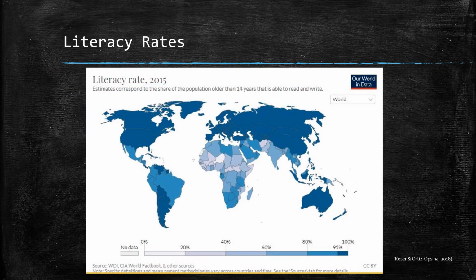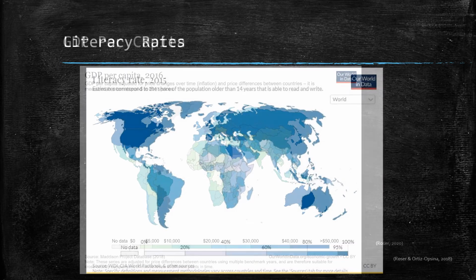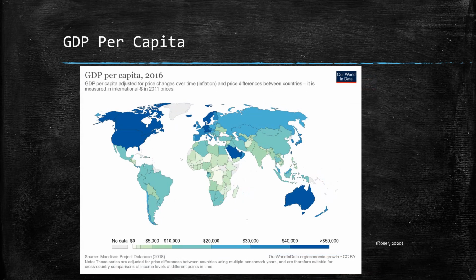You see a similar trend with literacy rates. Look at this map and notice how countries we tend to think of as more industrialized have a higher portion of their citizens that can read and write. When you compare the literacy rate map with the GDP per capita map from 2016, you see there are a lot of similarities. It's not perfect, but there are some noticeable overlaps.